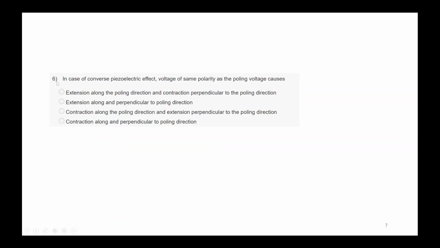Now question number 6. In case of converse piezoelectric effect, voltage of the same polarity as the poling voltage causes, the options are: extension along the poling direction and contraction perpendicular to the poling direction. Second option is extension along and perpendicular to the poling direction. Third option is contraction along the poling direction and extension perpendicular to the poling direction. Fourth option is contraction along and perpendicular to the poling direction.